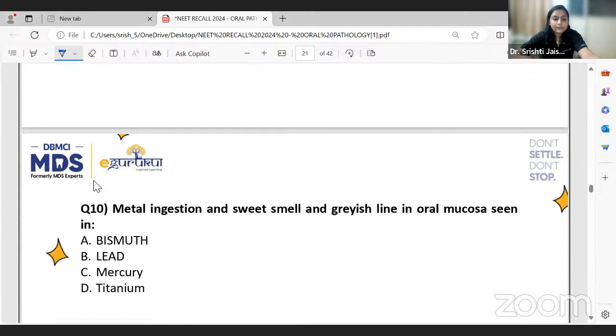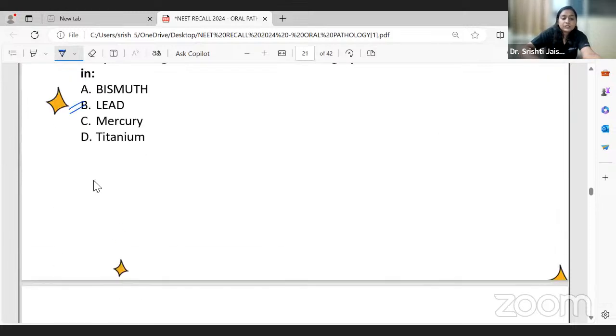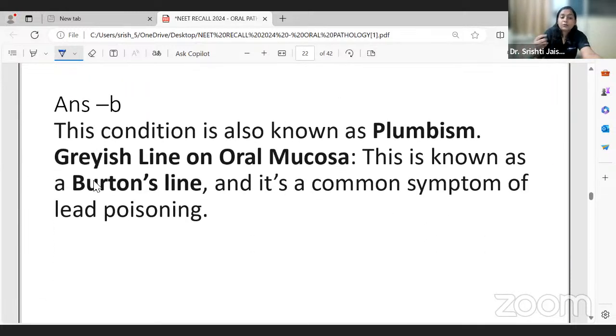option. Now, metal ingestion, sweet smell and grayish line in the oral mucosa. So this is a direct question that it is seen in plumbism. So plumbism occurs as a result of lead poisoning. So here the answer is B. Okay. So what do we see? What is that line called as? It is called as Burton's line, and it is a common symptom of lead poisoning.